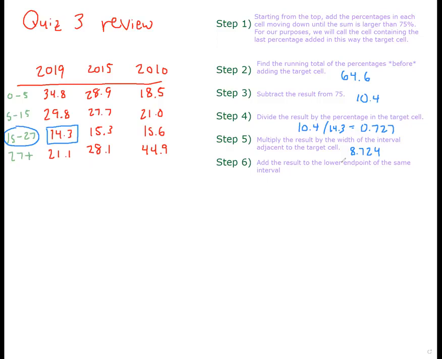And then we're going to add that result to the lower endpoint of the same interval. I'm going to take the 8.724 and add it to the lower endpoint of 15, giving me 23.724. Times 12 plus 15 gives me, I want to make sure, 23.724. We'll just say 23.7.